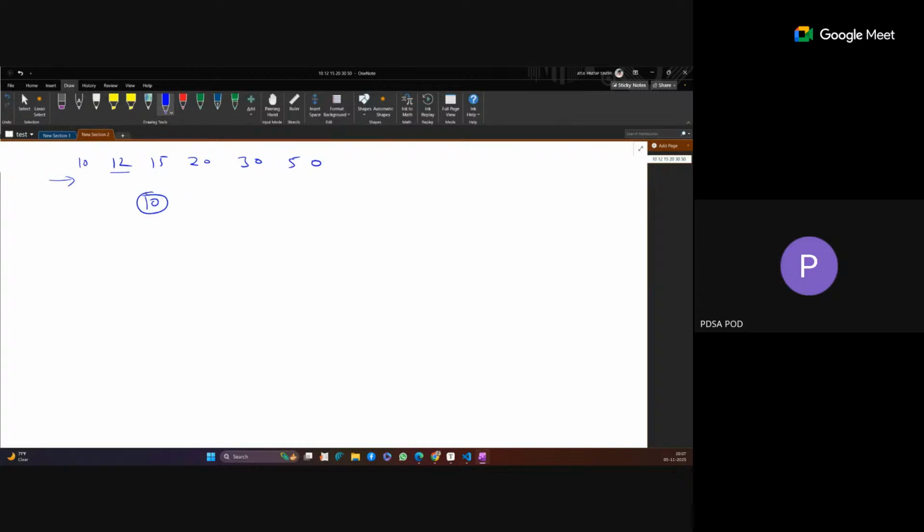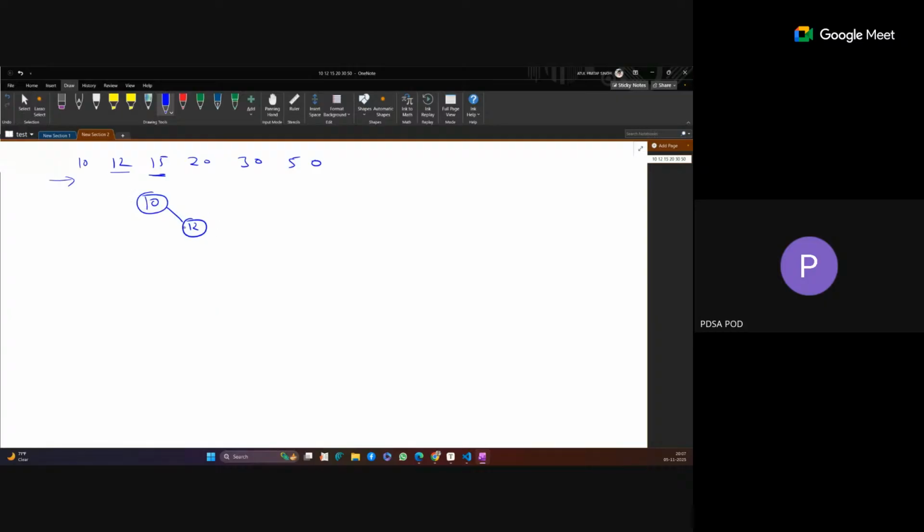So 12 is greater than 10, so we will check the right child, but there is no right child, so we will add 12 as the right child of this 10. Okay, same with 15, we will always start from the root node when we are going to insert. So 15 is greater than 10. Okay, we will move to the right.